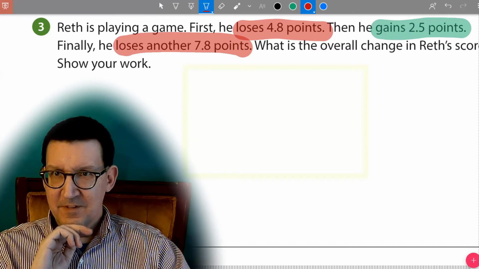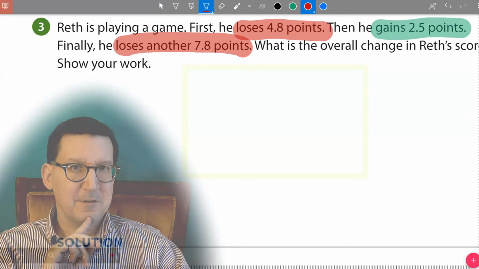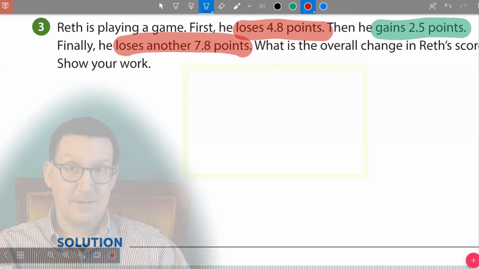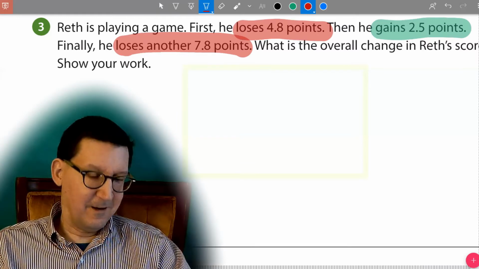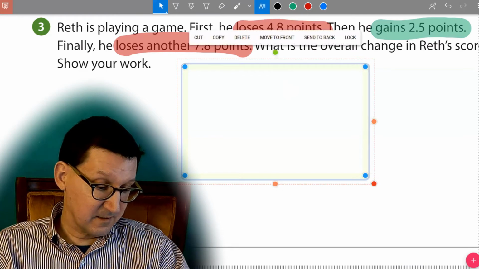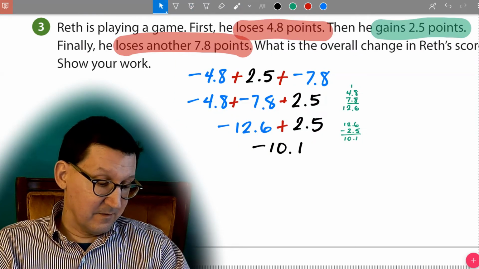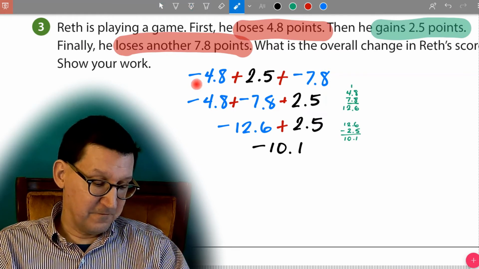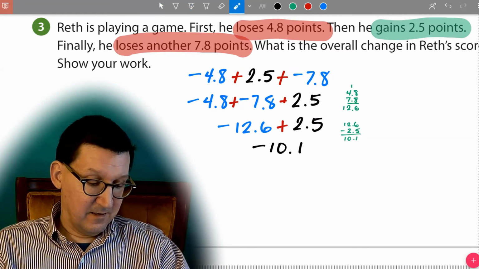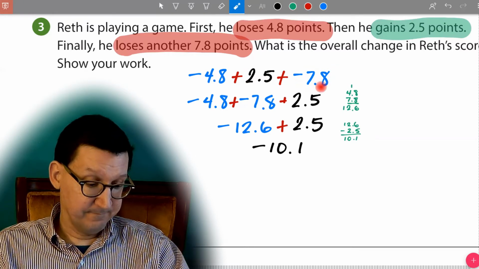So, try it out. Give it a shot. And come back when you're done. We'll see how you did. Okay, welcome back. There we go. What did you have? Does it look something like this? So we have negative 4.8. That's what we start off with, losing 4.8 points. Then we add 2.5 points. And then he loses 7.8 points, so we add a negative 7.8.